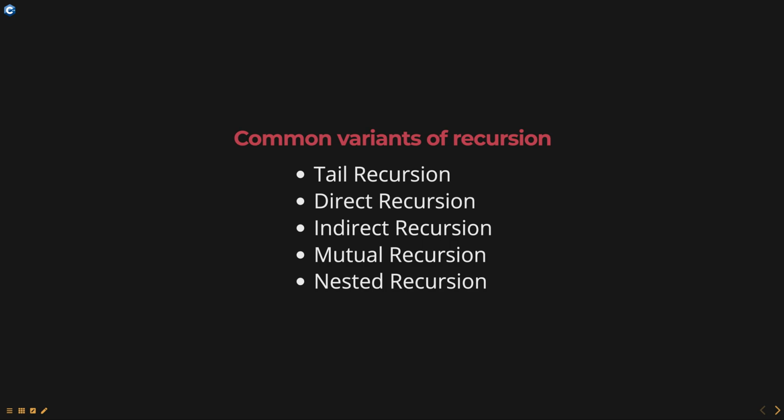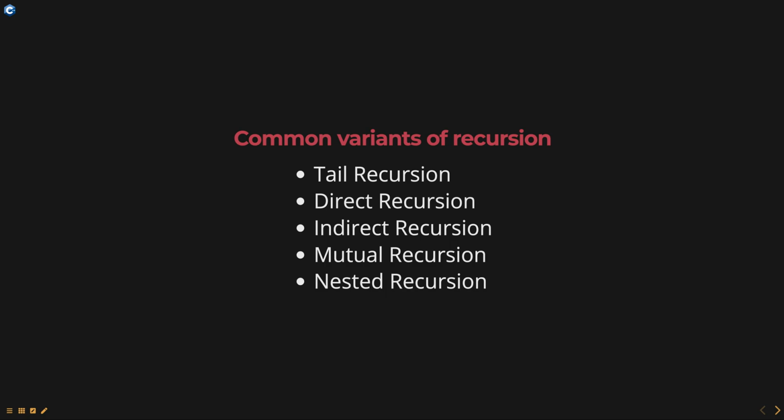Indirect recursion. This type of recursion occurs when a function calls another function that then calls the first function. Indirect recursion is used to solve more complex problems where multiple functions are involved in the recursive process.